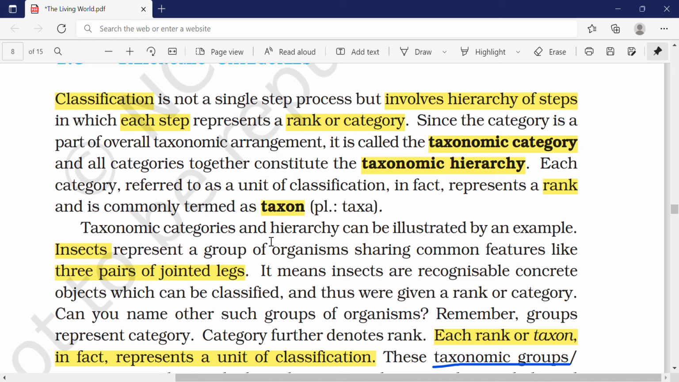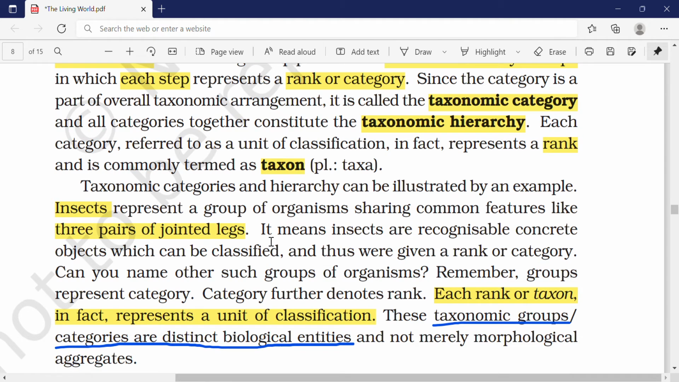So then, taxonomic categories and hierarchy can be illustrated by example. How do you group organisms? You just see the basic features, common features. For example, you take insects: all have three pairs of jointed legs. Whichever organism has three pairs of jointed legs, you put them together and you name them insects. It's like that.